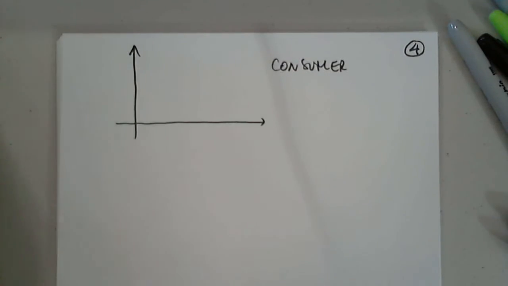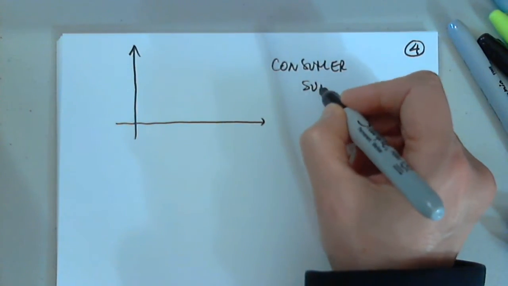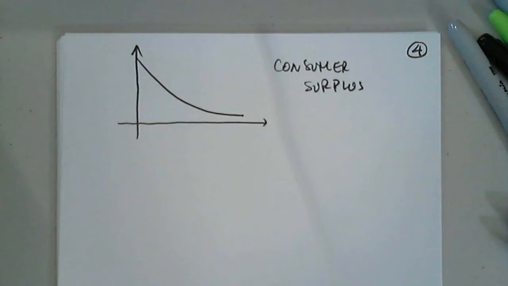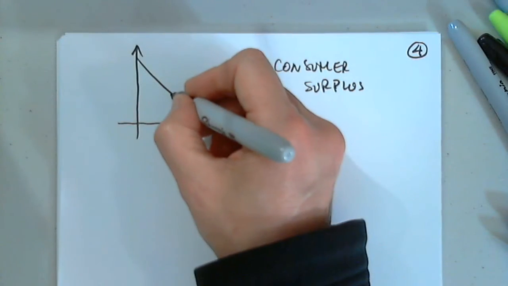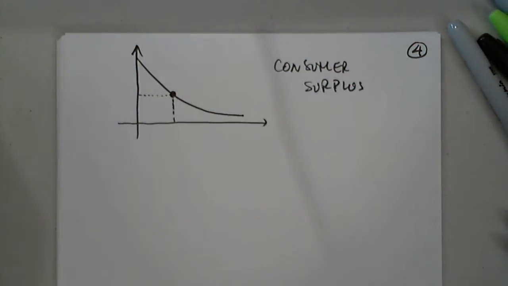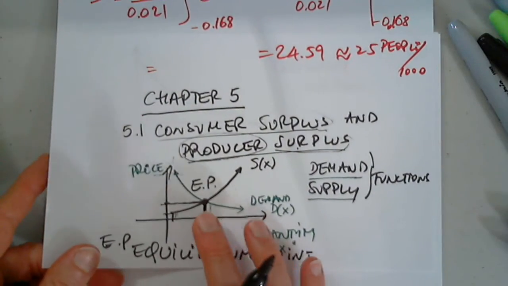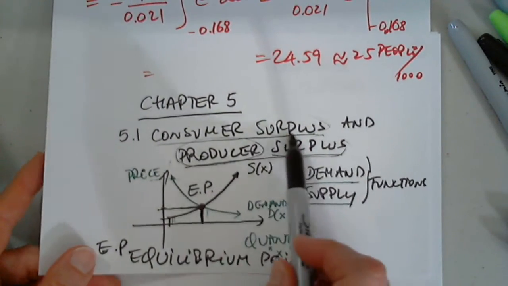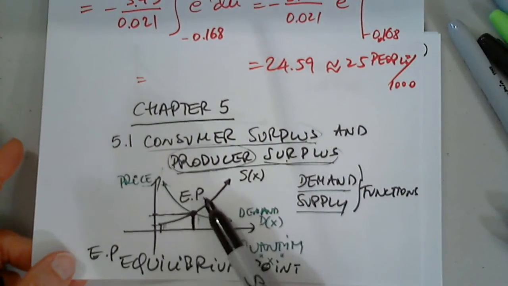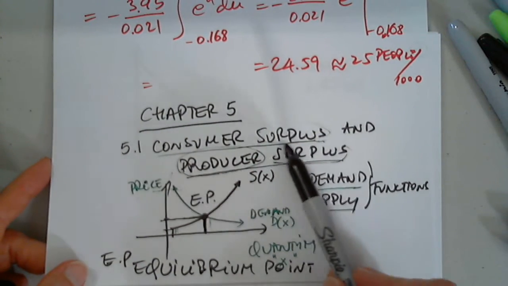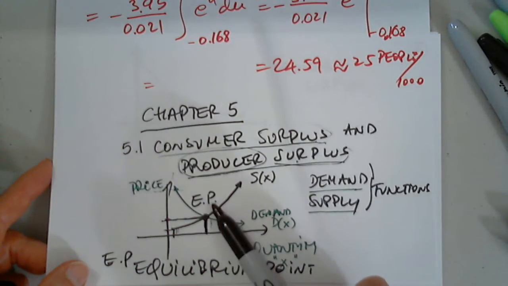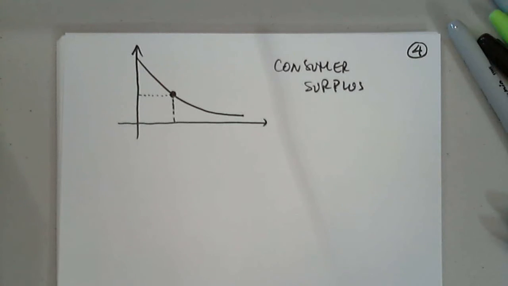That's the problem. Okay, so let's talk about the consumer surplus. Let's say this is the function, and let's say we have a particular point here. It doesn't have to be the equilibrium point. I'm just talking about in general. I want to explain in general what the consumer surplus is, and then we'll come back to the consumer surplus at the equilibrium point.